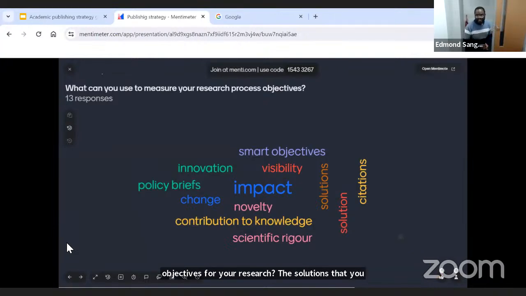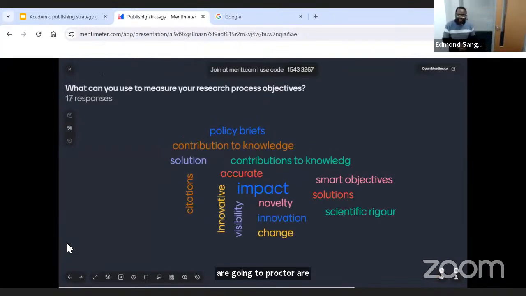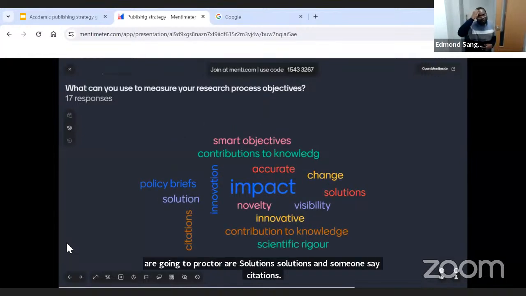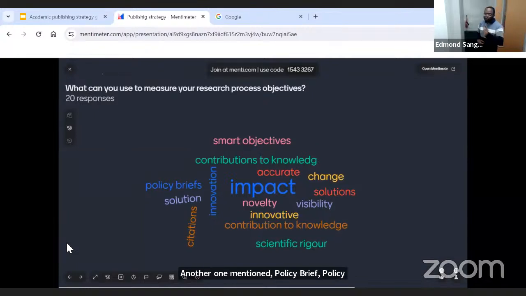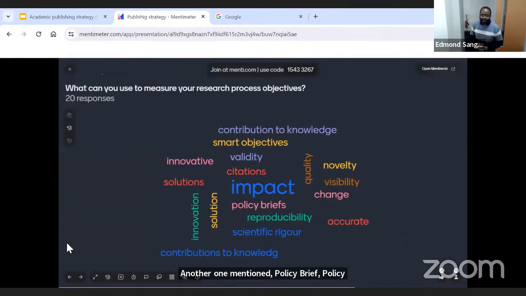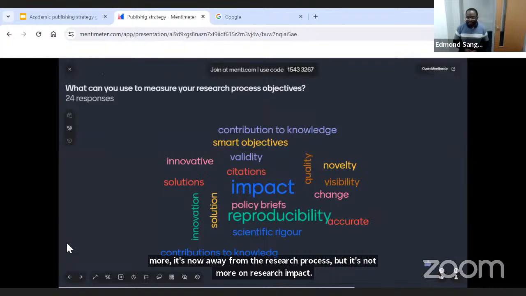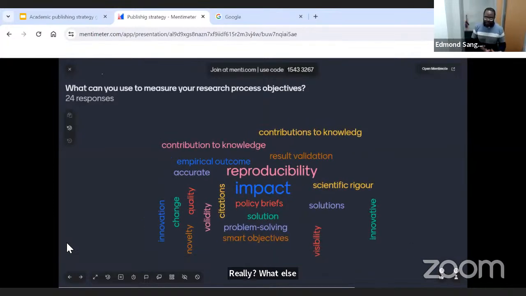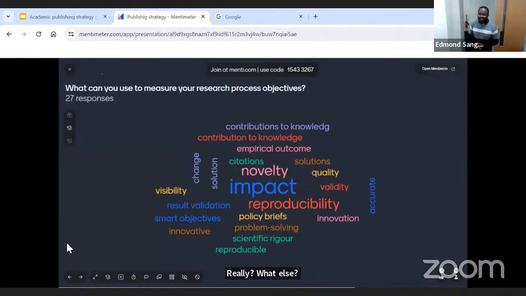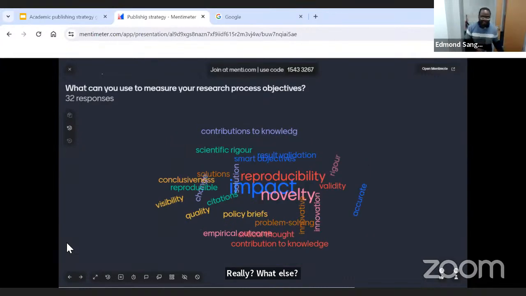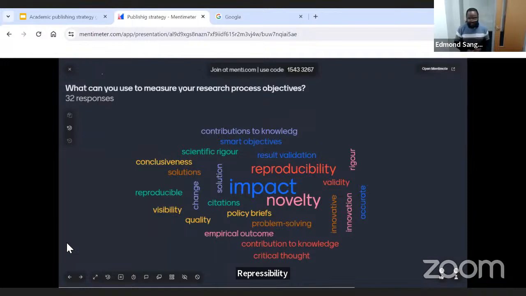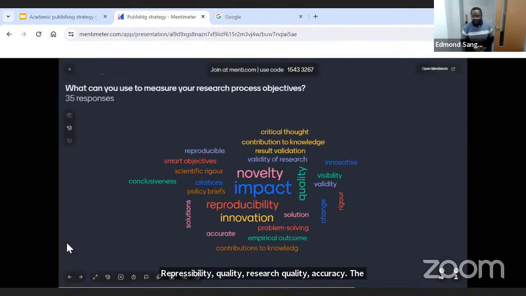Solutions, and someone says citations. Another one mentions policy briefs. Policy briefs are now away from the research process, right? It's now more on research impact, really. What else? Reproducibility, result validity, quality, research quality, accuracy. That's again under validity, critical thought, the outcomes.